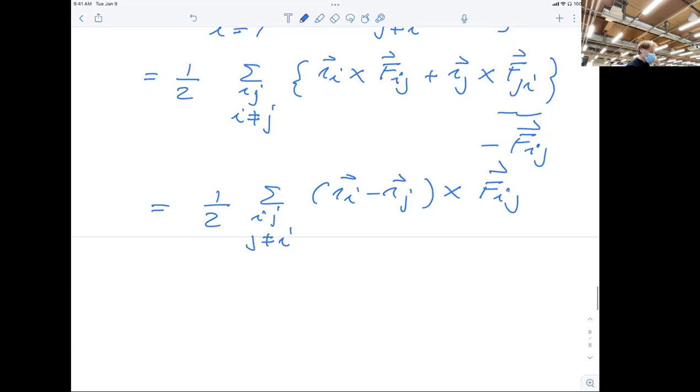And now comes the important thing. If you think of the gravitational force, which we mentioned last week, so if F_ij is proportional to r_i minus r_j, what would you say then about the derivative of the total angular momentum?